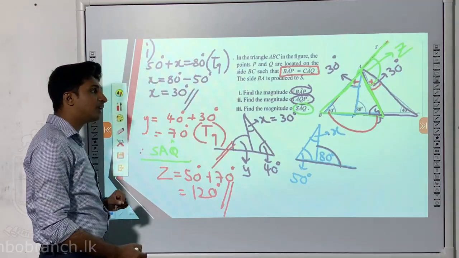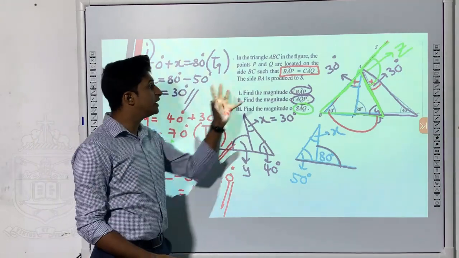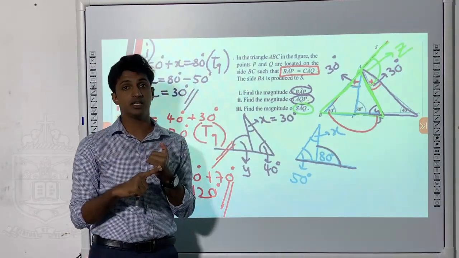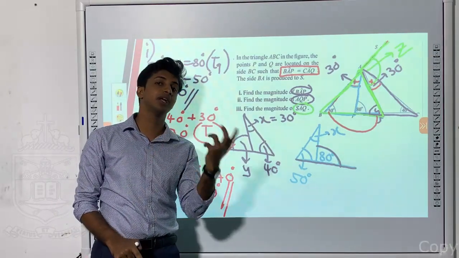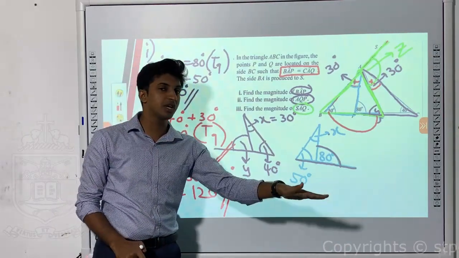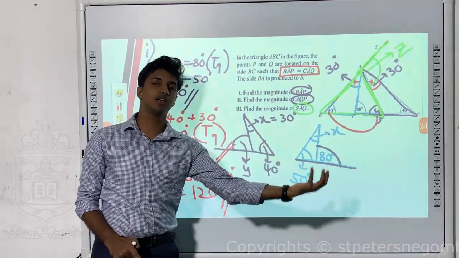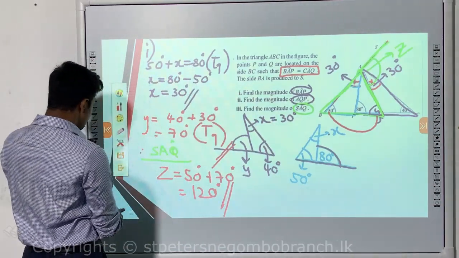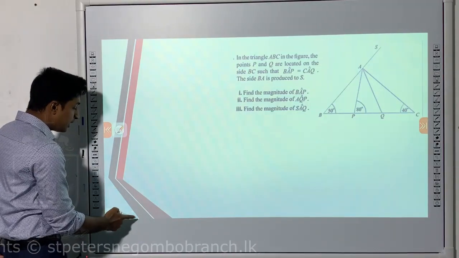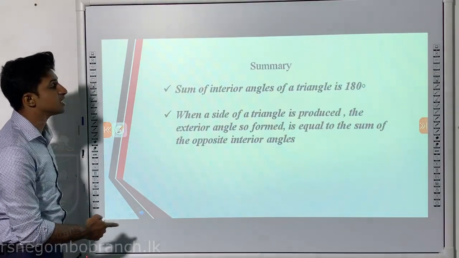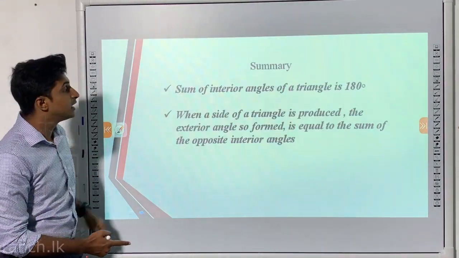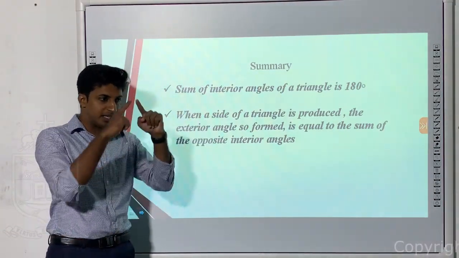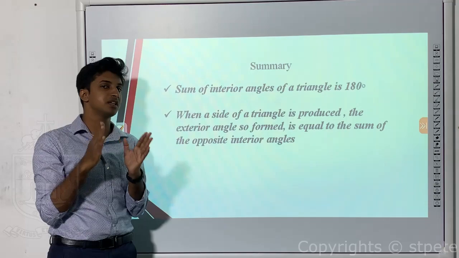So in this lesson, very simply, how I did this question was only based on two theorems: the interior angles of a triangle theorem, and theorem number 9 you learned, saying that when a side of a triangle is produced, the exterior angle formed is equal to the sum of the two opposite interior angles. Those are the only two things we have to discuss on this question. The summary is the sum of the interior angles of a triangle is 180. That is, inside a triangle, the addition of the 3 is 180.